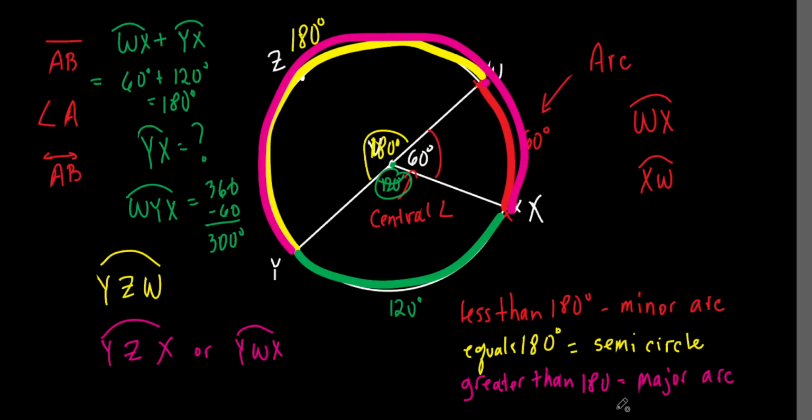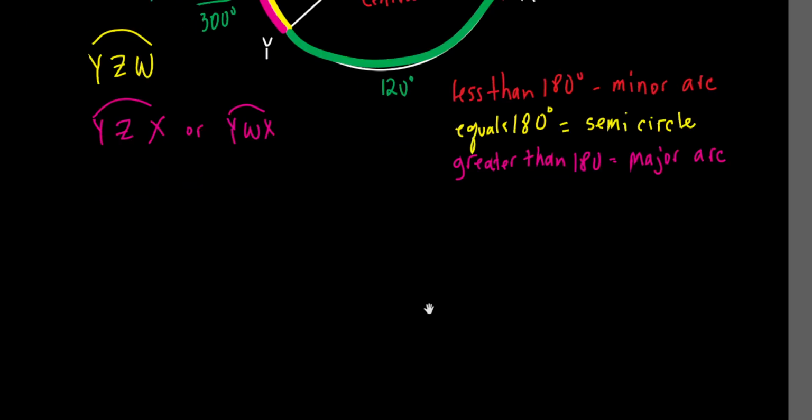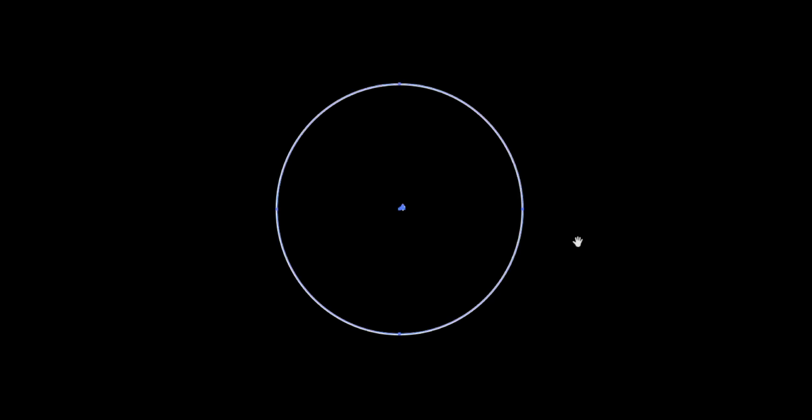All right, let's move on. Let's do an example. There's my circle. And let's put some stuff in here. It's going to look a little bit like what we just did. That goes like this. This goes like this. And this kind of goes like that.